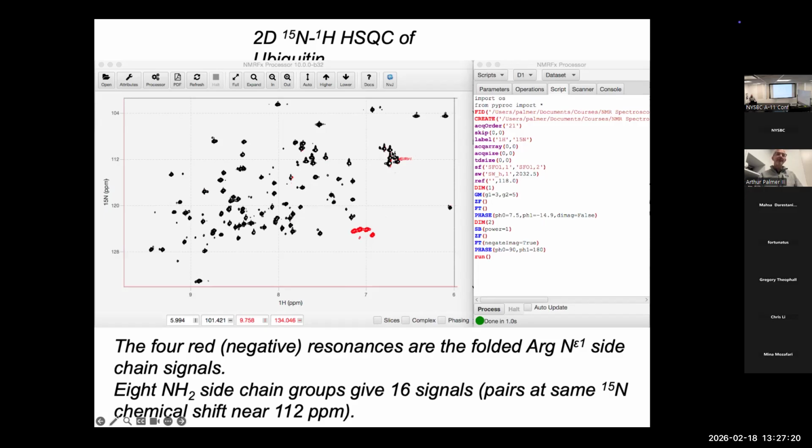These peaks up here are the side chain amide groups, the asparagines and glutamines. And you can see they all have a little shoulder on the upfield side. What's the shoulder?